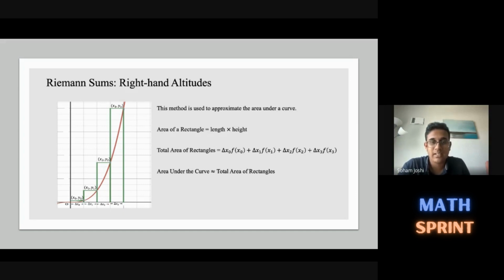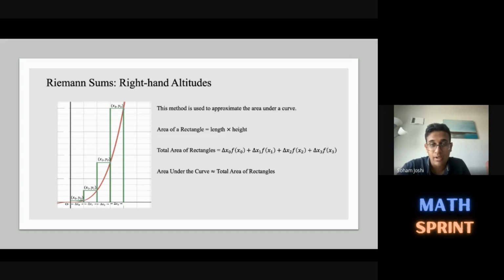We sum up all of these individual areas of rectangles to get the approximated area of the region under the curve. Again, remember, this is an approximation. I've shown the formula for the right Riemann sum on the right over here, but since I'm not a big fan of formulas in general, I would advise you to just use your head when approximating the area using a right Riemann sum. So what I mean by that is find the width of each rectangle and multiply it with the right-hand altitude. Just remember that in general.